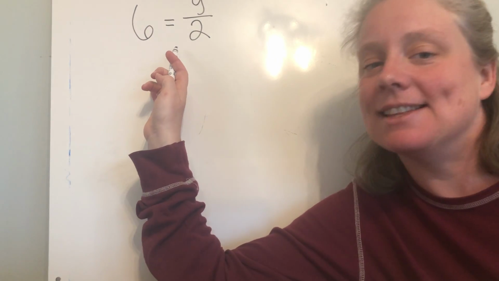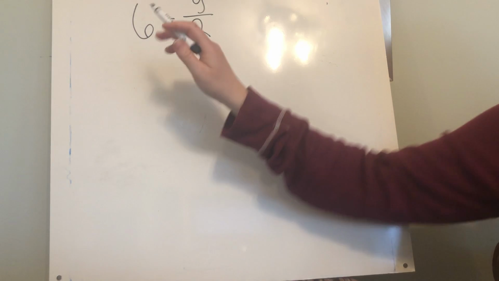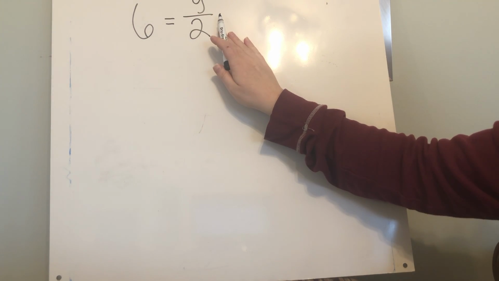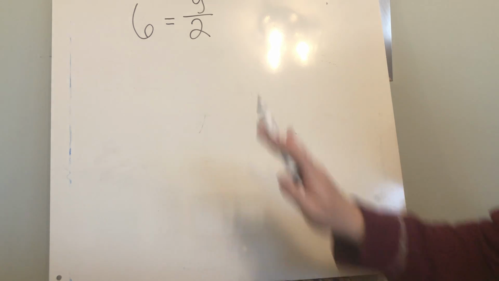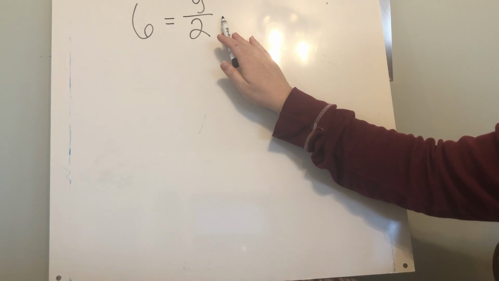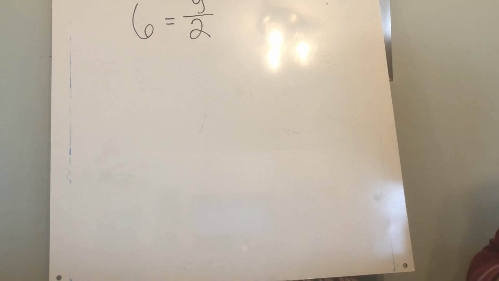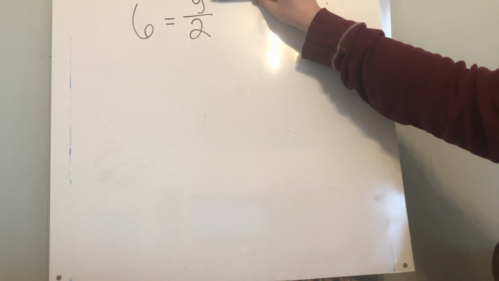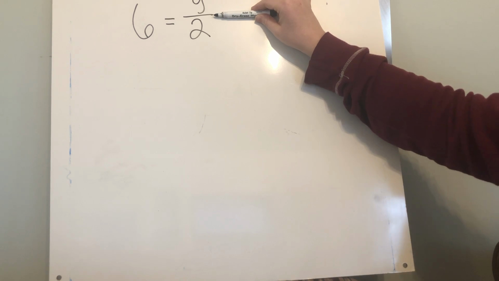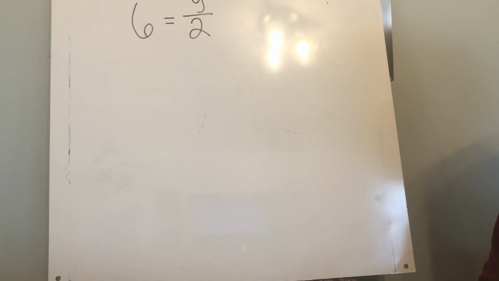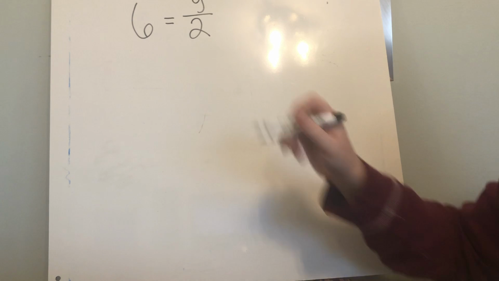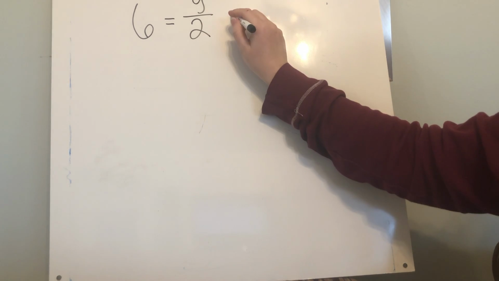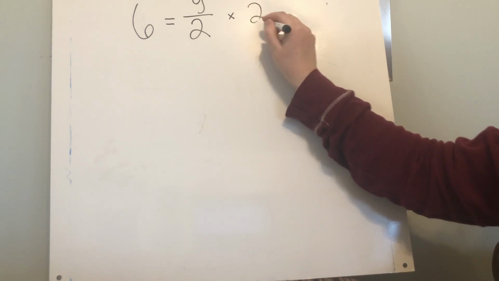Here's the first equation that I'd like to take a look at. 6 equals y divided by 2. We know that we can solve equations by using inverse or opposite operations. So if our variable is divided by something, we can multiply to find our solution. In this instance, we would multiply both sides by 2.